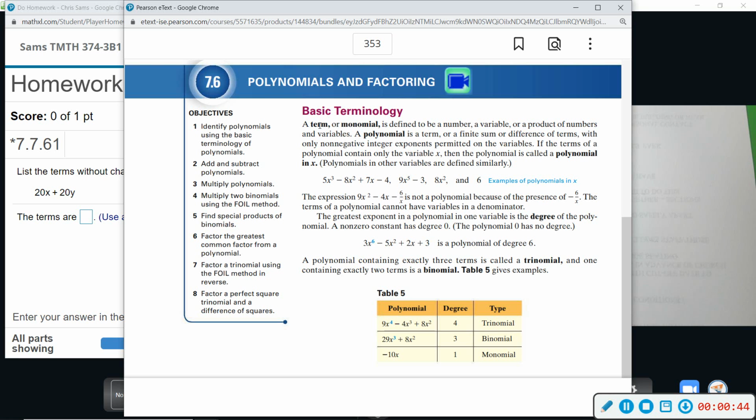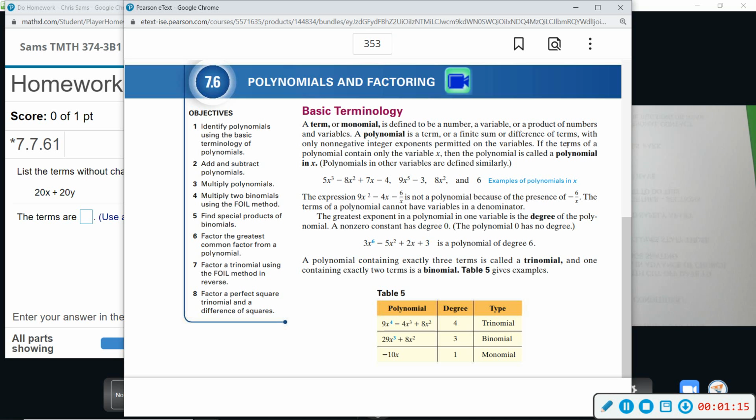So a term, or they say a monomial, mono means one, is defined to be a number, a variable, or the product of numbers and variables. So you can have just one number, one letter, or you can have multiple numbers and letters being multiplied together. Okay, a polynomial is what you get when you add the sum or difference of terms. So you start adding and subtracting them.